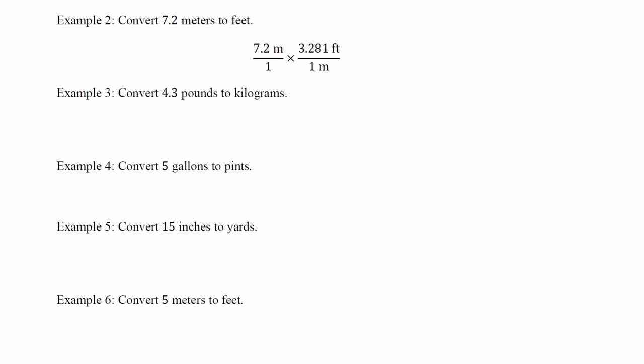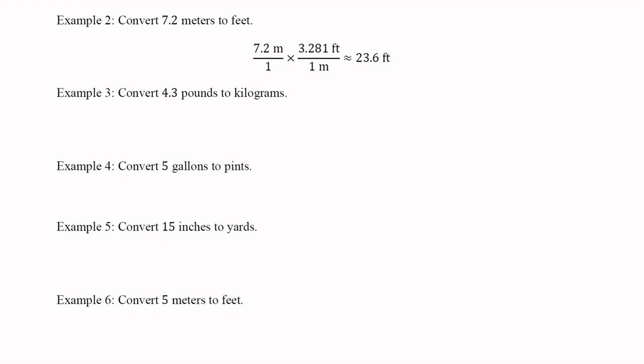So we're going to be able to cancel the meters off the top and the bottom, and we multiply our two numbers on the top to give us 23.6, and then our resulting units is feet. And here you'll notice that I'm using the wavy equal sign here. That's because this is an approximate answer. This was rounded to 1 decimal place.